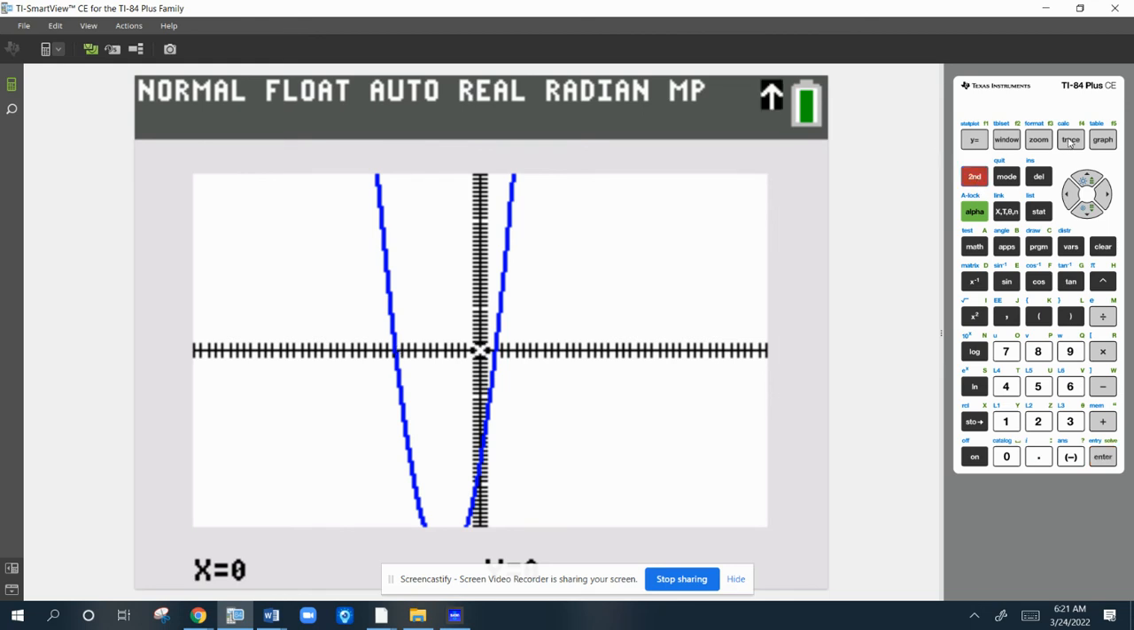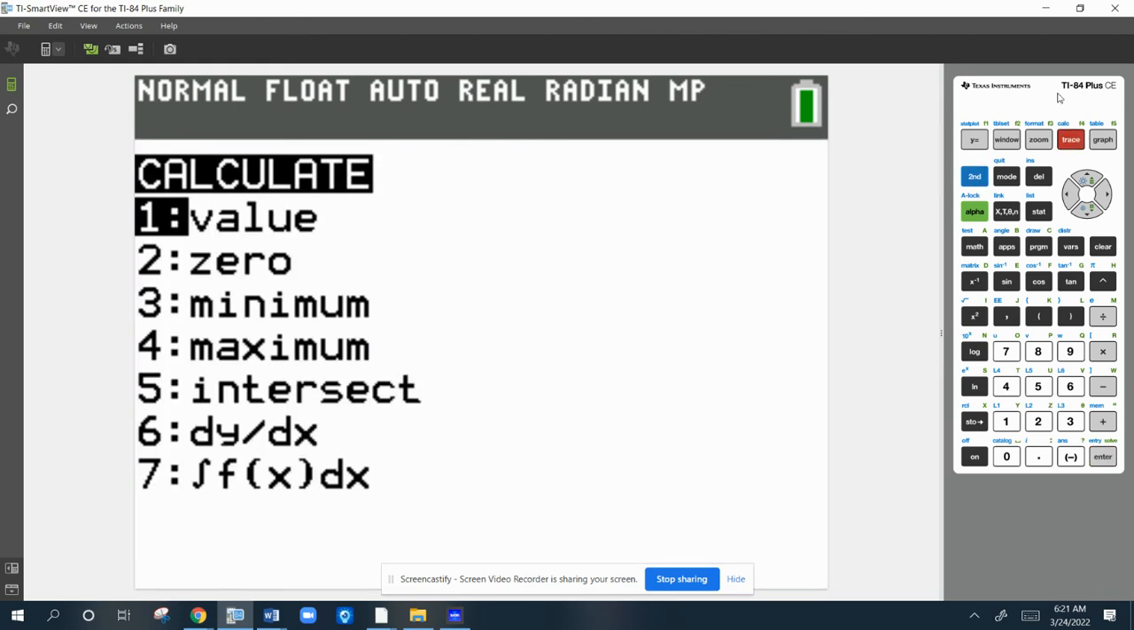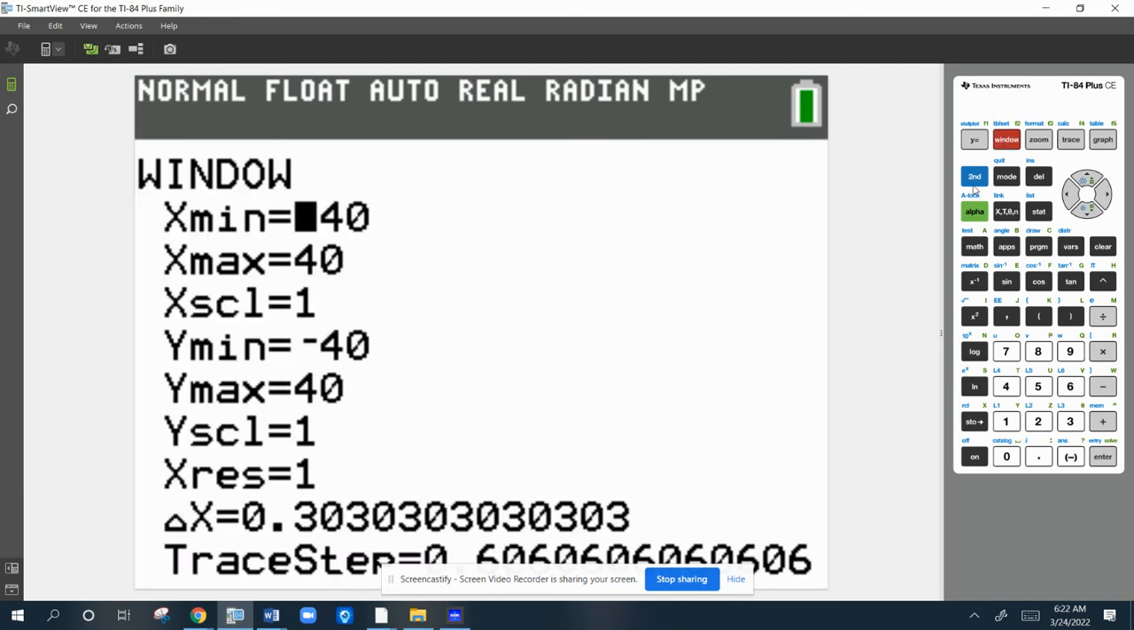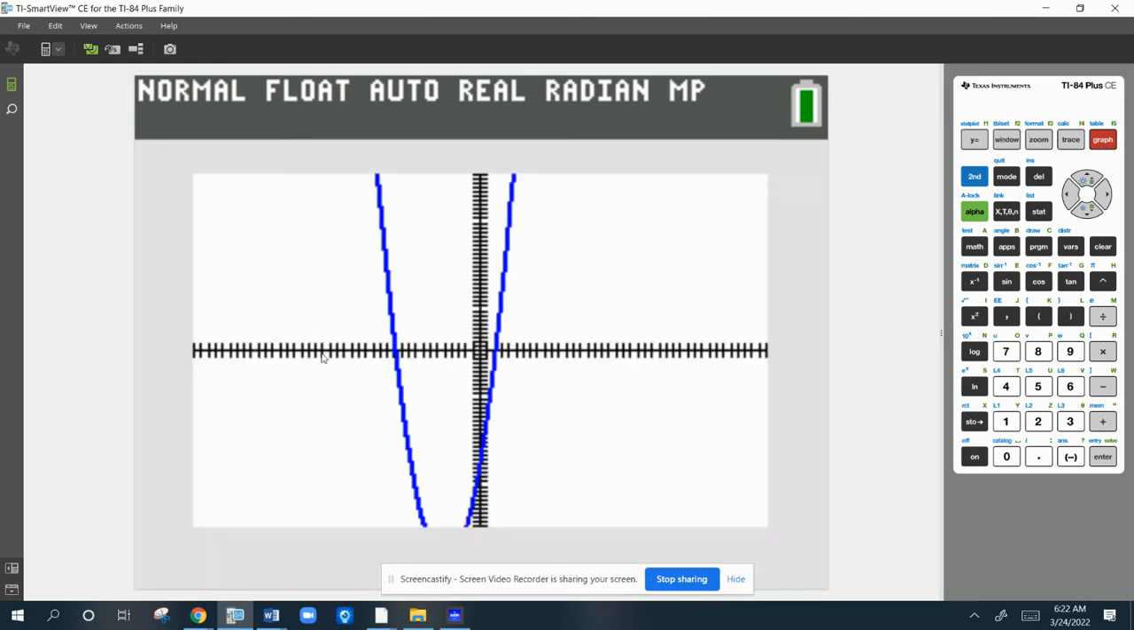So my two zeros: second, trace. I went second, calculate, and then 2 for zero. You have to do these separately. I'm going to look at this one over here first on the left. The left bound, somewhere out here. Since I zoomed out, you can see on your window it goes to negative 40. You don't really need to know that, but it's good to see. I'm going to use like negative 20.